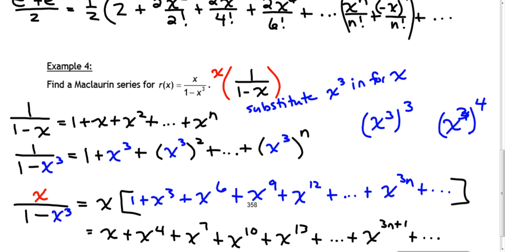There is a way to do it geometrically as well, noticing that your first term is going to be x and that your r is going to be x cubed. And again, if you see that, that's fine. If you don't, that's fine as well. I'm going to go ahead and move on to example 5.